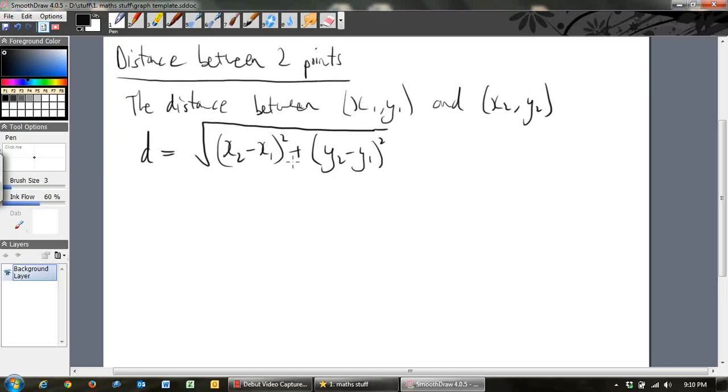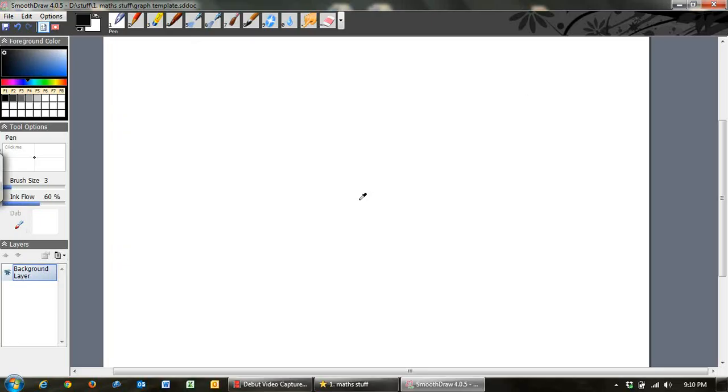And if you know Pythagoras well, this is just purely Pythagoras. It's the difference between the y values, you square that, that's your vertical height, and the difference between your x values, that's just your horizontal. I'll show you that in class. But here's the distance, that's the formula, and all you have to do basically is follow that formula. So let's just jump into an example, nice and simple.